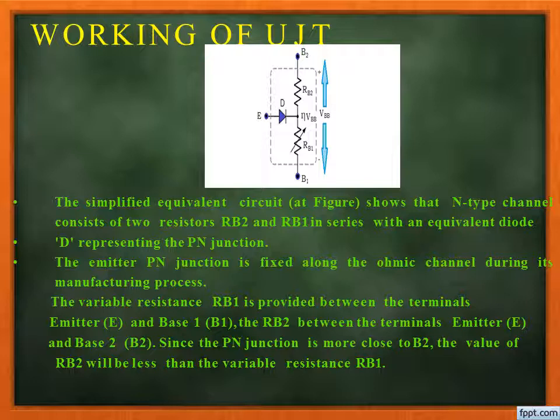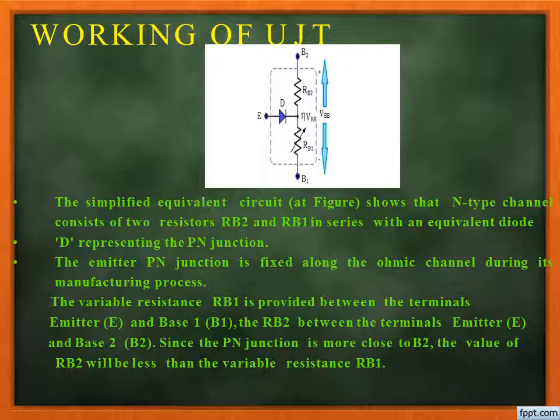This is the simplified equivalent circuit which shows that the N-type channel consists of two resistors RB2 and RB1 in series with an equivalent diode D, which represents the PN junction. The emitter PN junction is fixed along the ohmic channel during its manufacturing process. The variable resistance RB1, which is connected to base 1, is provided between the terminals emitter E and base 1 B1.